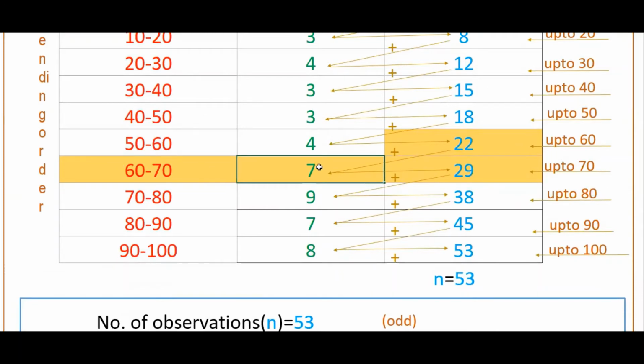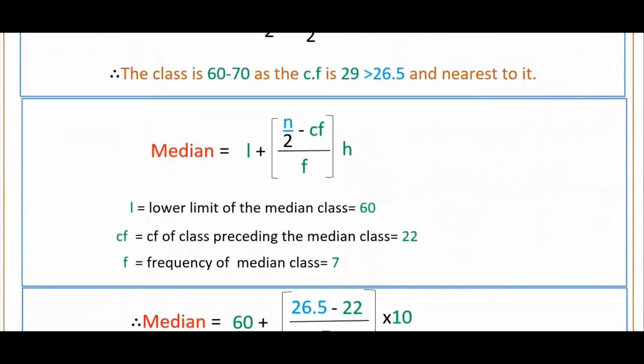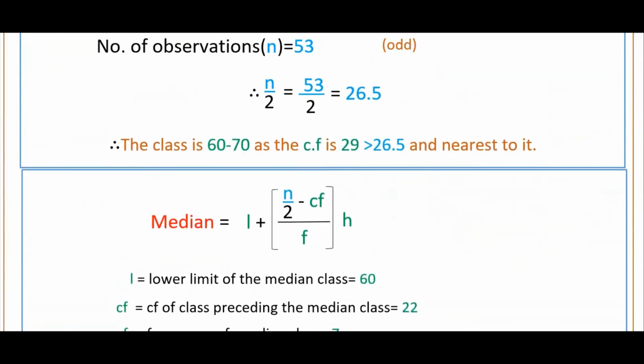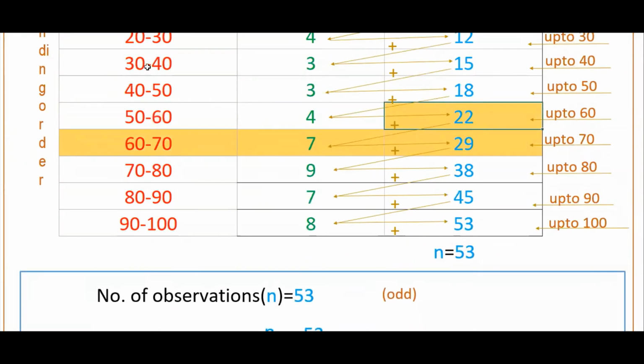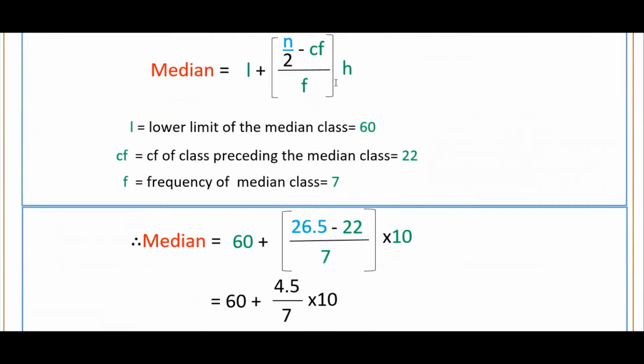So for this class interval, frequency is 7 and you have to take CF as 22. Like this, you have to take these values. And h is the class interval. That is 0 to 10, 10 minus 0 is 10. See here, 40 minus 30 is 10, 50 minus 40 is 10, and 60 minus 50 is 10, and 10 minus 0 is 10. So class interval h is equal to 10. So you have to substitute these values here.